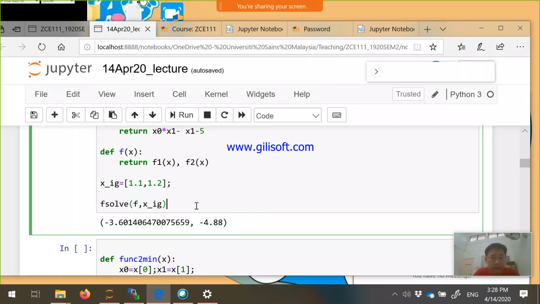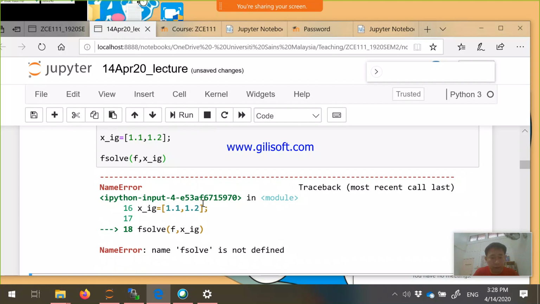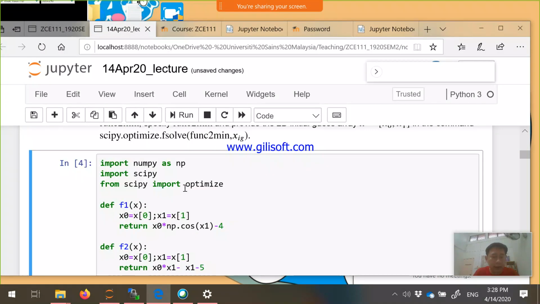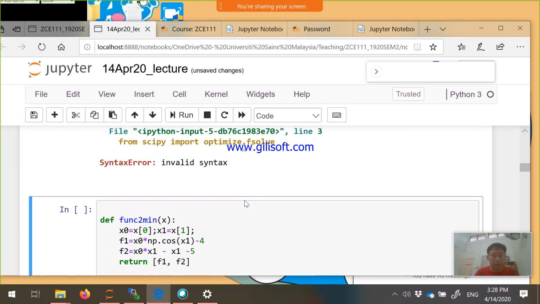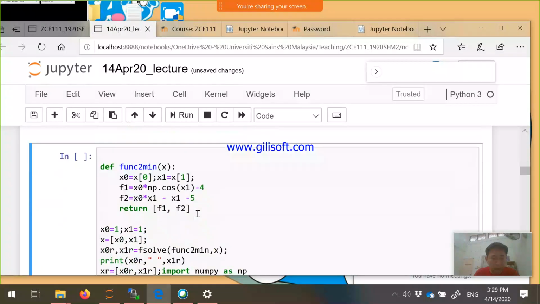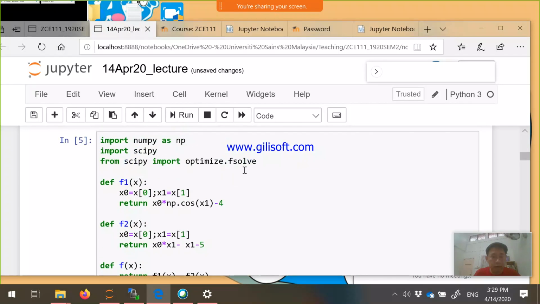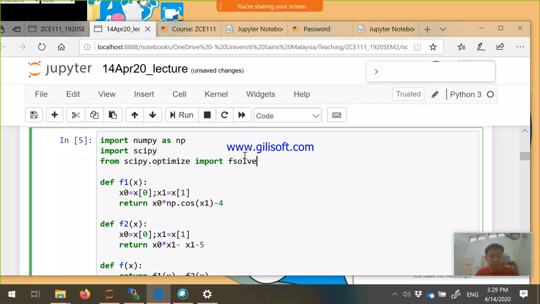Okay, so let's see if it works. It might not be working. So no, it's not working because fsolve is not successfully called. So I think I have to import optimize.fsolve like this. Okay, let me see what should be the correct way. It should be from scipy.optimize import fsolve. So that is the correct way to import the fsolve.